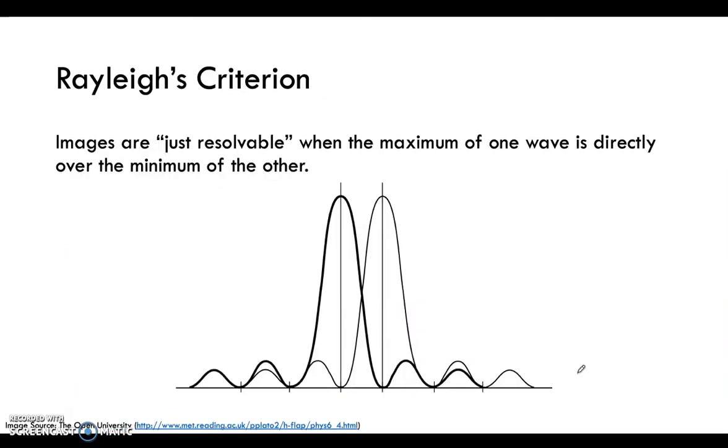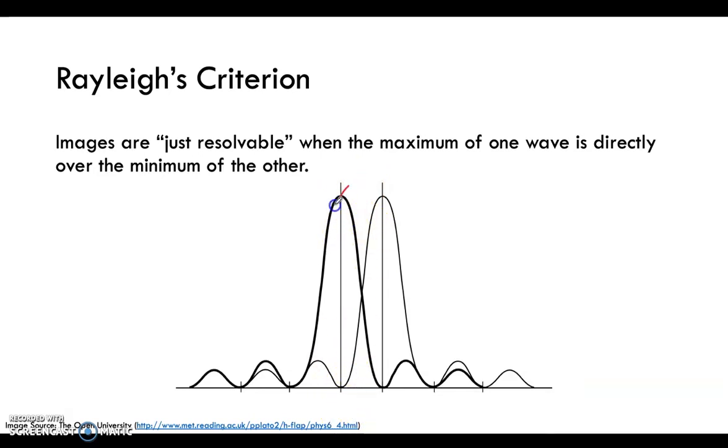And so finally getting to Rayleigh's criterion, this criterion basically says that there is a calculable limit to when two images become just resolvable, or when they just become barely distinguishable from one another. So when you graph the two waves, the images become just resolvable when the maximum of one wave is directly over the minimum of the other.